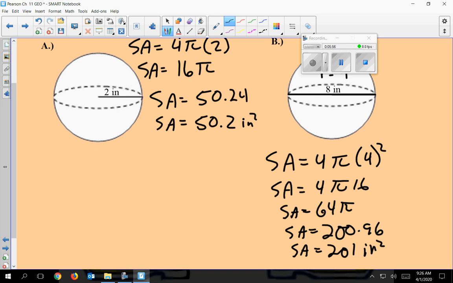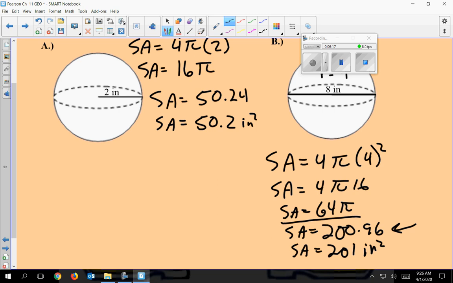Okay, so there's the solution for this one. I could leave the answer as 64 pi. If I multiplied it by 3.14, I'm going to get that. And I can then round that if I really want to, so I can get 201.